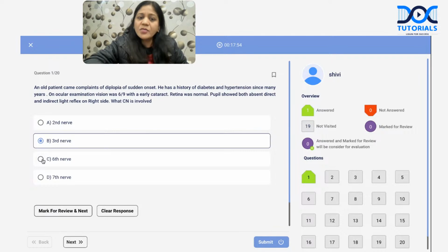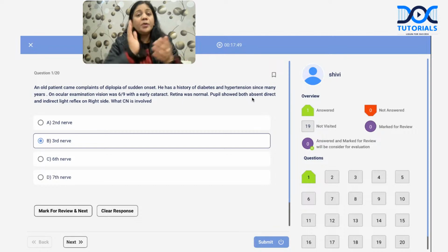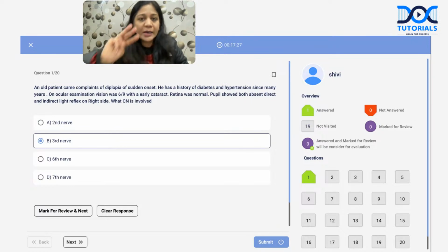Now sixth nerve definitely gives you a diplopia, definitely, but in such a condition pupil is absolutely normal, so sixth nerve be out hai na. Seventh nerve definitely is not a possibility here, because seventh cranial nerve does not supply the extraocular muscle, it supplies the facial nerve. Facial nerve doesn't move the eye. So my answer would be very easily, I'll go with option number 3. So what we have learned very quickly, we have learned कि third nerve palsy में diplopia of sudden onset, retina normal, vision is normal, but pupil will give you direct, absent and indirect light reflex.